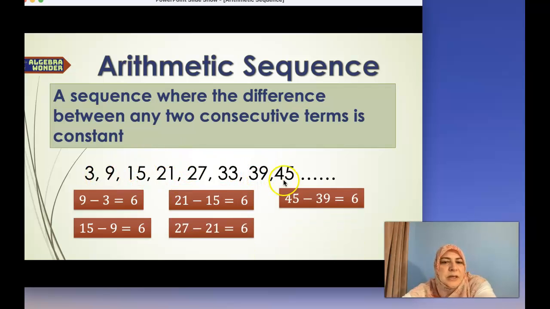So let us see. Here are two consecutive terms. 45 minus 39 is 6. If you choose any other numbers, 27 minus 21 is 6, and so on. Okay? So again, the difference between any two consecutive numbers is a constant. As you can see here, it is all 6, all constant.